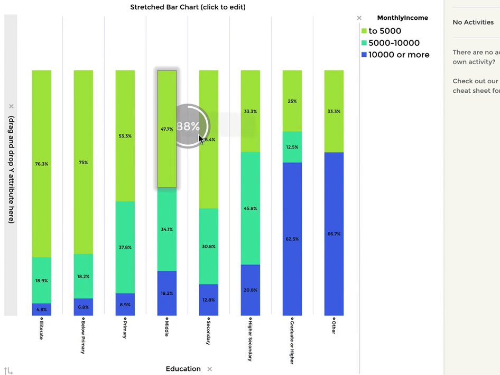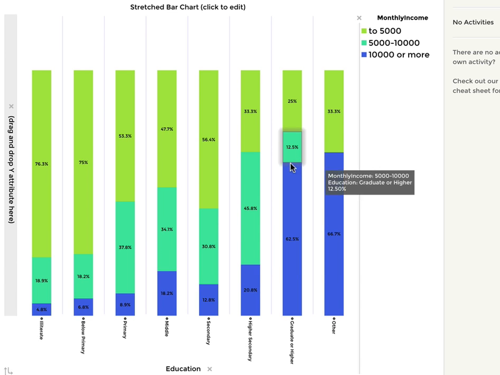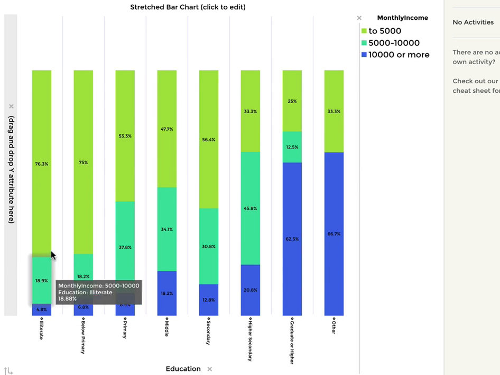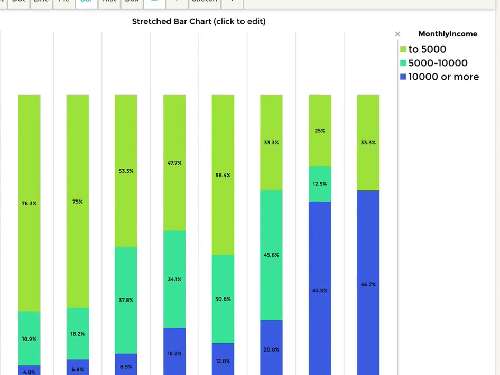And so here we can see that as education increases, the proportion of the dark blue, the 10,000 or more, increases, and the proportion of up to 5,000 decreases, as these bars generally get shorter. This last class, called Other, has actually very few people in it, so we should ignore it.